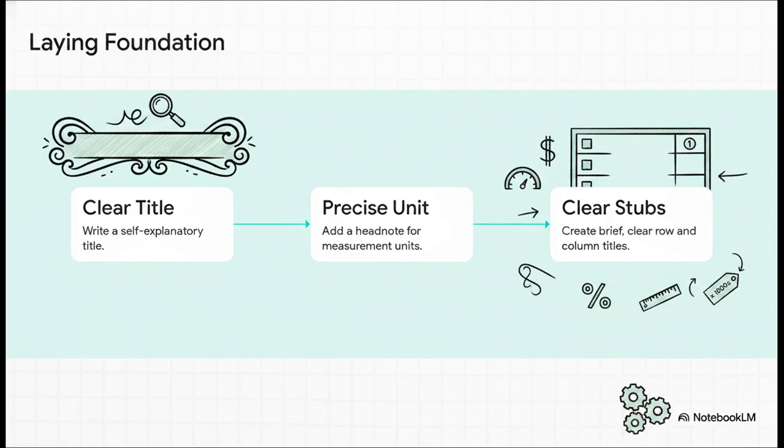Number 2, add a precise headnote. Tell your viewer the specific unit of measurement. Are we talking thousands of dollars, percentages, miles? Never make them guess. And number 3, create brief, clear stubs and captions. In table terminology, stubs are your row titles and captions are your column titles. You can even number your columns to make referring to them super easy later on.